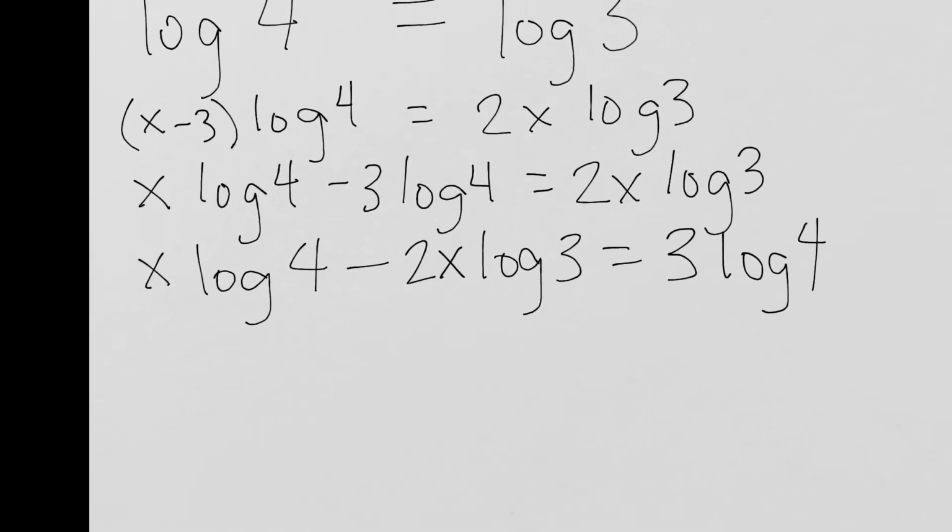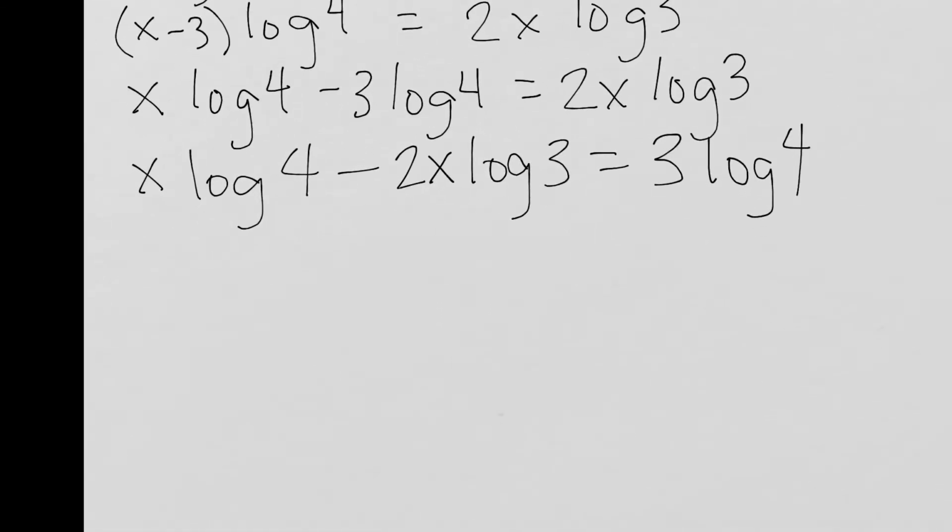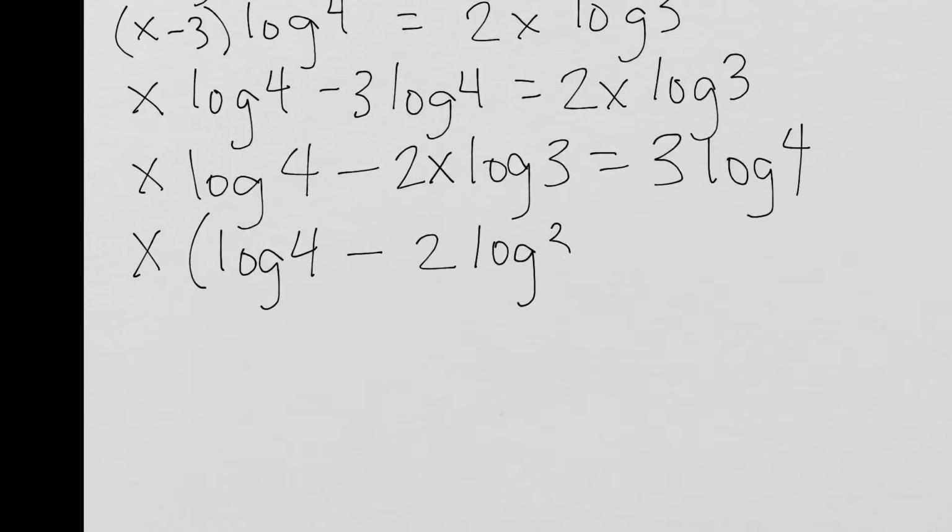Now, when I look at this problem, on the left-hand side, both of my terms have an x. So this term has an x and this term has an x. So we can factor out an x. If we factor out an x, we're left with x times the log of 4 minus 2 log 3 equals 3 log 4.